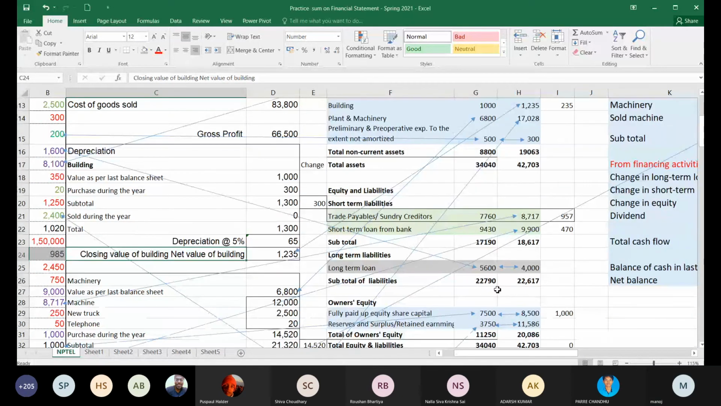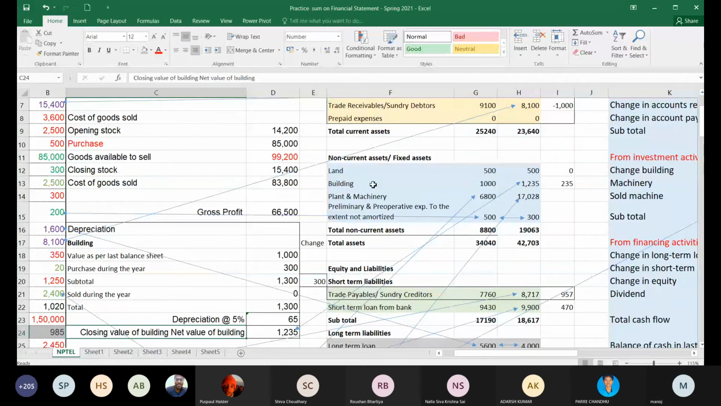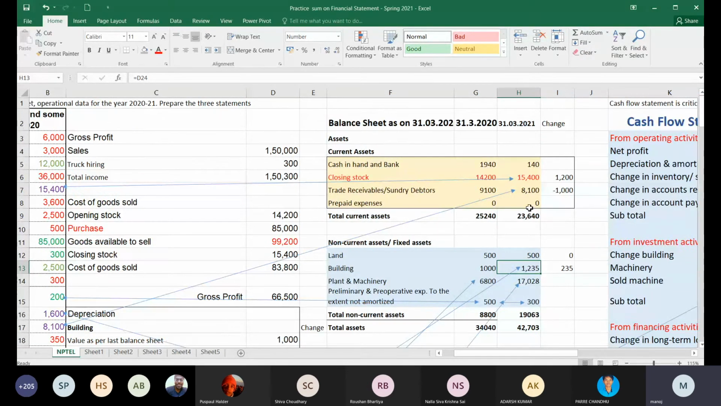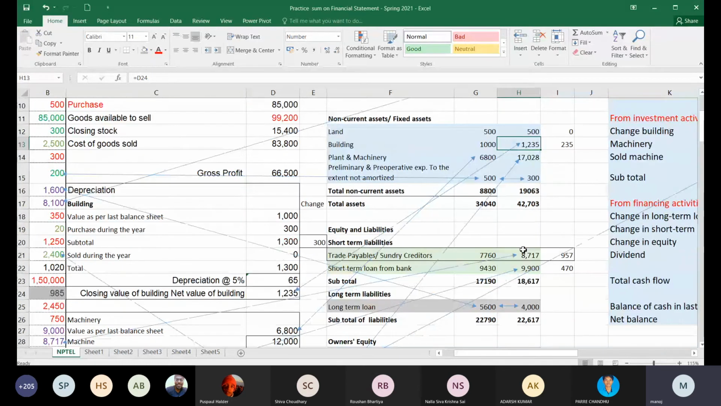Where is that? Building is 1,235. Yeah, 1,235. And I have put an arrow here for your understanding. I'll share this document. So if you are not aware as to where this data has come from, this arrow should be followed. Okay, so 1,235 is the net value after depreciation. That is the book value as of today. That is why it goes to the balance sheet. Anything mentioned in the balance sheet as of date is nothing but the book value.